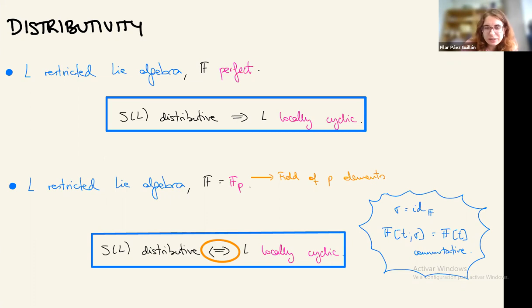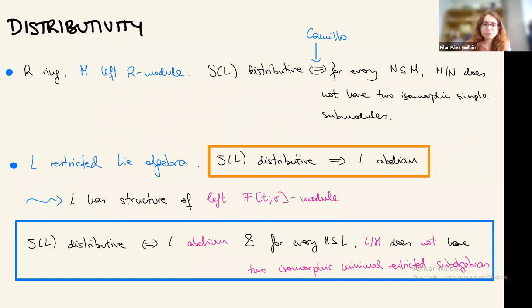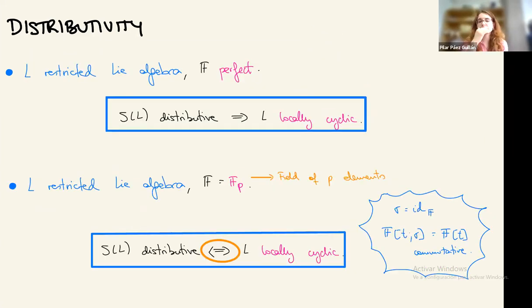It's worth saying that my not-so-nice result, this one, if we translate it to the setting of groups, would be equivalent to distributive and locally cyclic. But in restricted algebras, it won't be, unless we have these additional conditions.